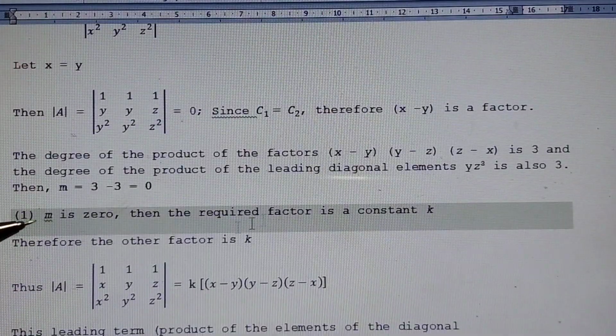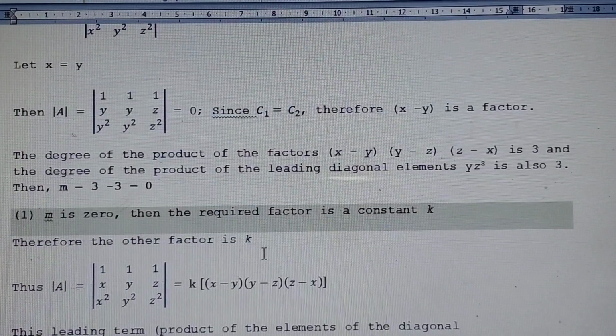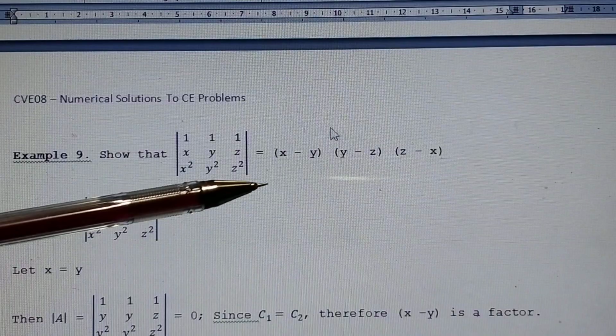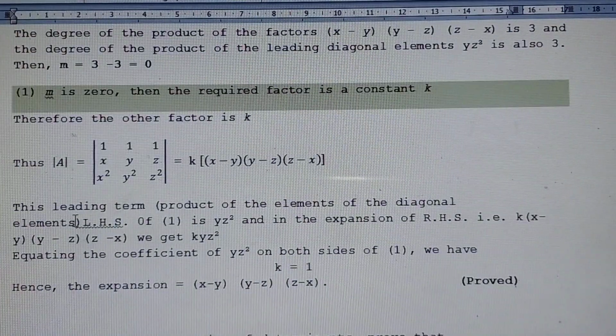K, ang gagawin natin, ito. m is 0, then the required factor is a constant k. Therefore, the other factor is k. Kaya yun, insert natin dito, dito, yung k. Ayun.